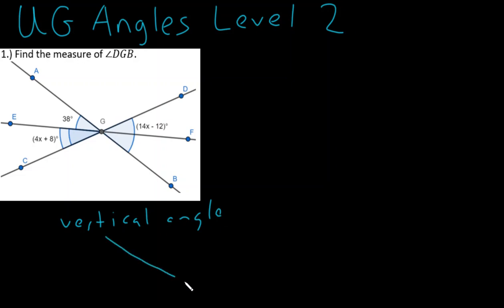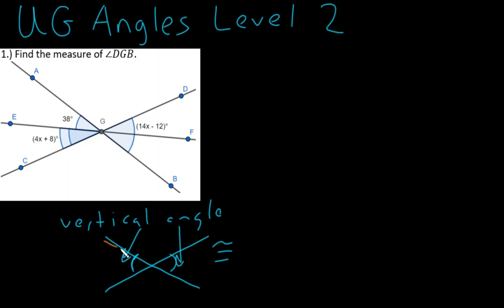If I have two lines that cross as such, the angles that are opposite from each other are what we call vertical angles. And we also know that vertical angles are congruent. Okay, so how does this problem get a little bit trickier?